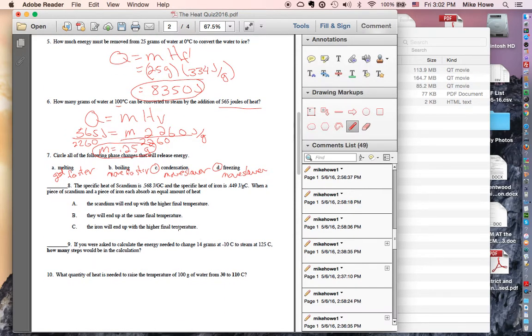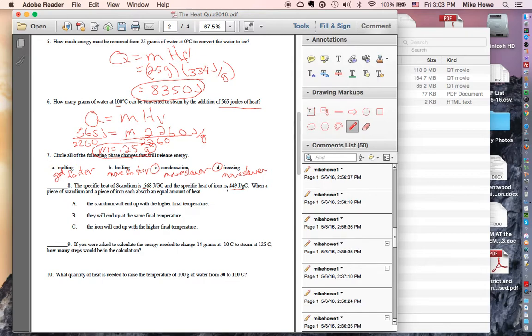Scandium has a specific heat capacity of 0.568 and iron's 0.449. Specific heat capacity is the amount of energy needed to raise the temperature of something. So it takes more energy to raise the temperature of scandium than iron. So which would get hot faster? Well, it would be the one that took less energy to make the temperature go up. So that would be iron.